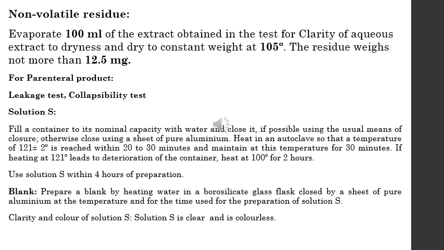Now for plastic containers which are used for parenteral products, we have to perform leakage test, collapsibility test, and the test which is mentioned here, that is we have to fill the container with water and close it properly with the help of closure or with an aluminium sheet, and subject it to autoclave at a temperature of 121 degrees Celsius, and this is reached within 20 to 30 minutes, and again this temperature is maintained for 30 minutes.